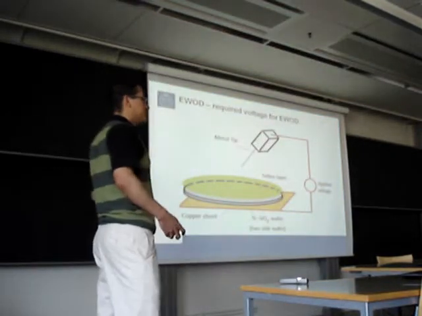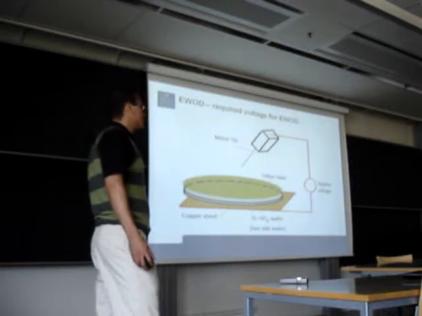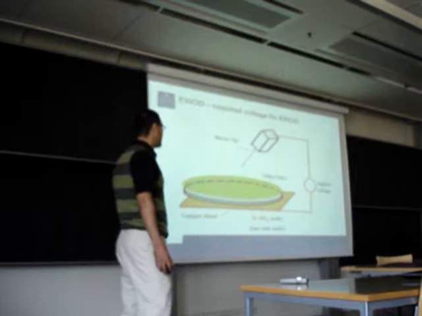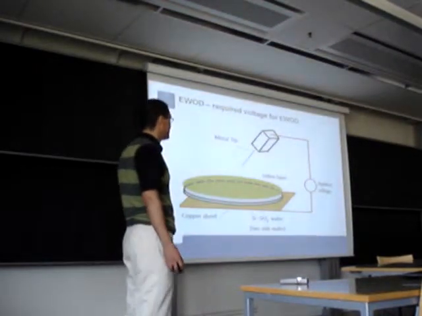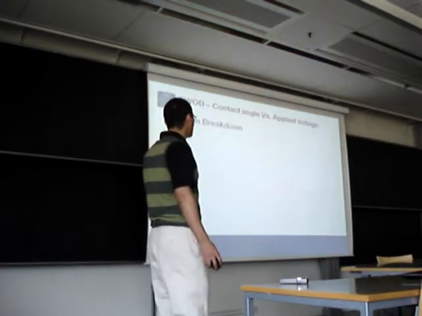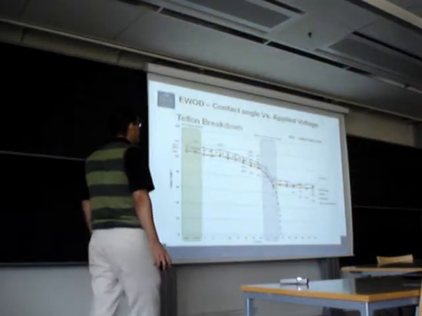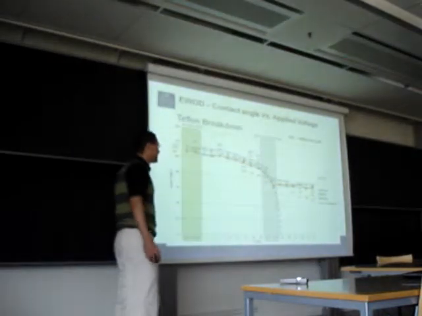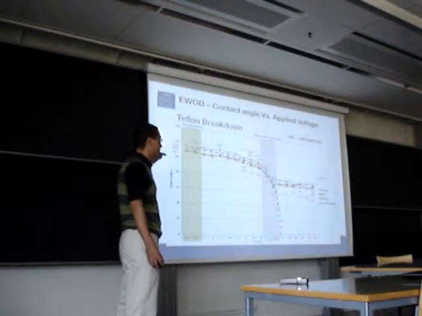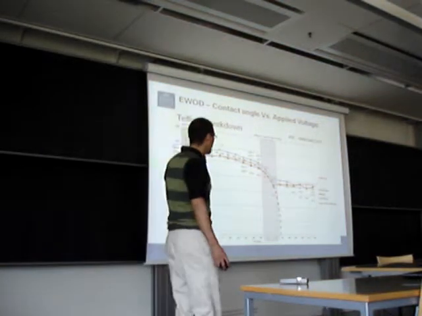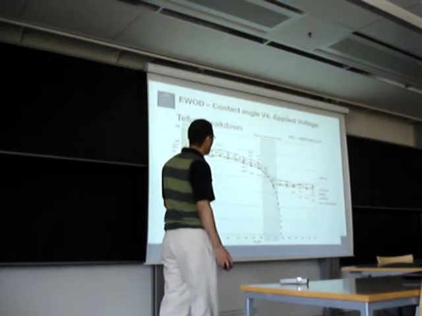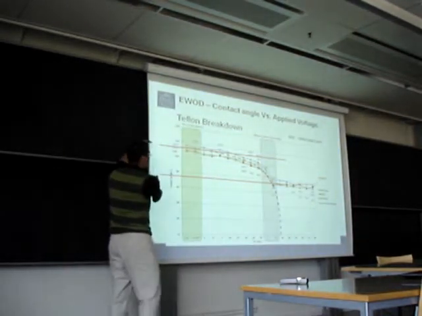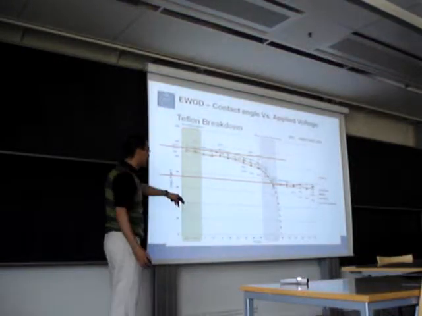What I wanted to know is the minimum required voltage for electrowetting. So I made another setup with a silicon wafer and a copper sheet on top and a Teflon layer. I measured until I discovered that there was a Teflon breakdown. So the black line shows the Young-Lippmann theory for electrowetting. So I discovered that there's a breakdown. At 30 volts, we can see that there's the maximum radical change of the contact angle at that voltage.